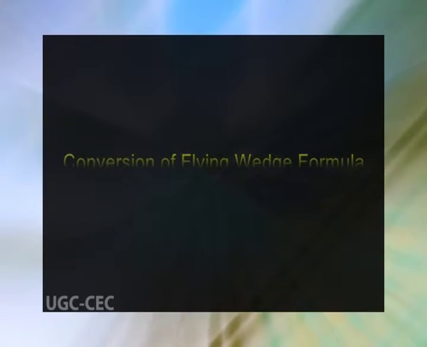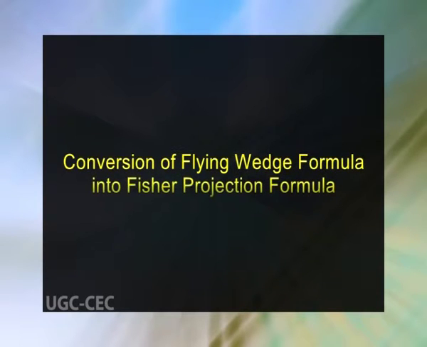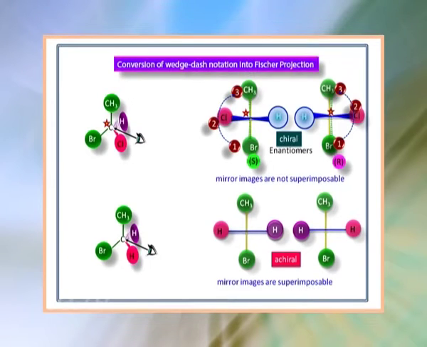Now, coming to the conversion of flying wedge formula into Fischer projection formula. For this conversion, the group represented by broken wedge or broken line is kept at the bottom of the Fischer projection formula, and the remaining three groups are arranged in the same sequence, that is clockwise or anti-clockwise, as they appear in the flying wedge formula.